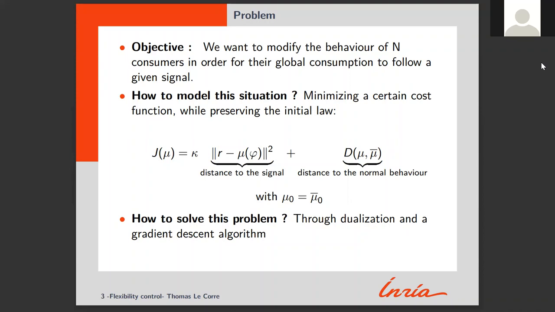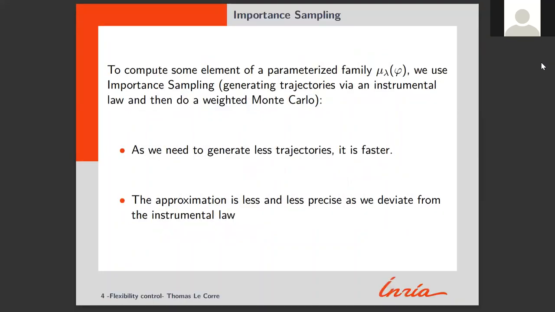So that's a classic optimization method. But to do that, we have to compute some elements of a parameterized family mu lambda phi, which are the consumption parameterized by the Lagrangian, and we will use the importance sampling method, which is to generate a certain number of trajectories with an instrumental law, and then we'll do a weighted Monte Carlo. We are doing that because we want to deviate from the Markovian case, which has been studied in the literature. And also, if we generate fewer trajectories, it will become faster. But the issue is that this approximation is less and less precise as we deviate from the instrumental law.